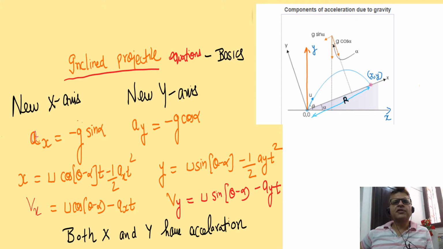Now let's proceed further, which is your logical progression. How do you write the distance covered in the x-axis and how do you write the distance covered in the y-axis? How do you write the final velocity in the x-axis and how do you write the final velocity in the y-axis? Right? Both the axes have accelerations now.